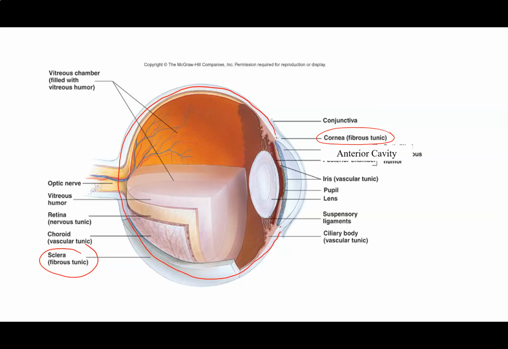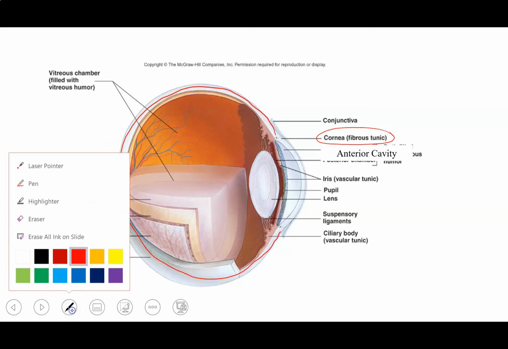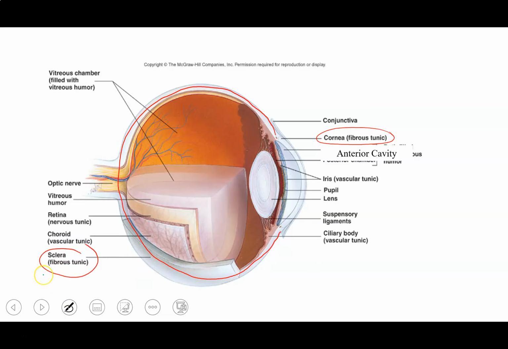At its anterior end, the sclera kind of transitions into another structure known as the cornea, and the cornea is right here. The cornea is an anterior bulge. It is made of a transparent layer of tissue, and it's transparent and clear because light needs to pass through this. This is one of the structures that light passes through as it enters the eye in order for you to see.